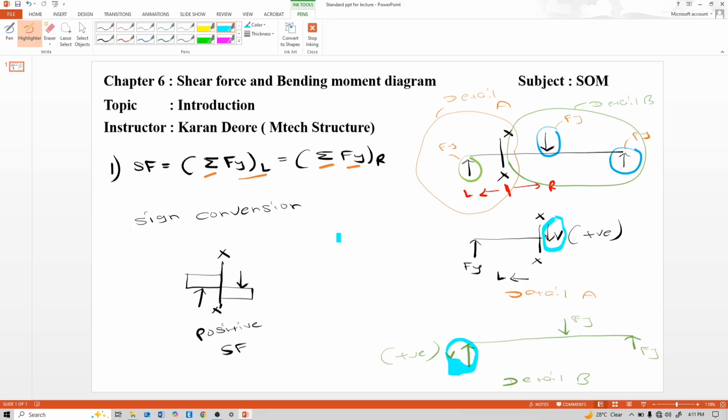And how to calculate this detail A V? Simply summation of Fy at left side. And how to calculate this V? Simply summation of Fy at right side. And this upward direction is positive and downward direction is negative, simply by Cartesian coordinate.